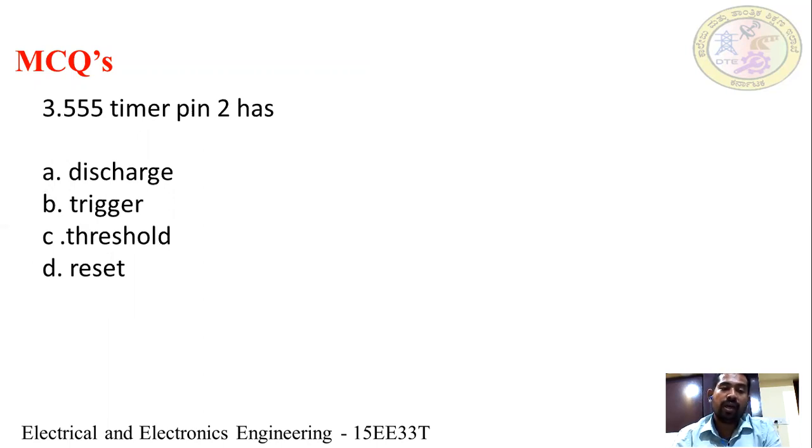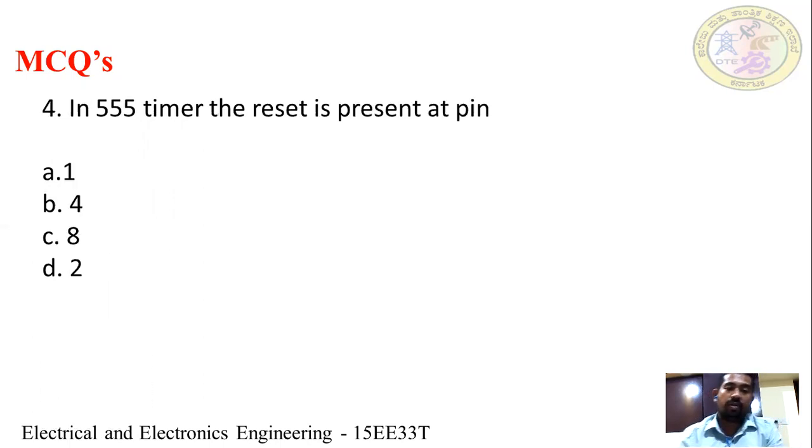Question 3. 555 timer pin 2 has: option A discharge, option B trigger, option C threshold, option D reset. The answer is option B, trigger. Question number 4. In the 555 timer the reset pin is present at pin number: option A 1, option B 4, option C 8, option D 2. Check the answer: B, that is pin 4.